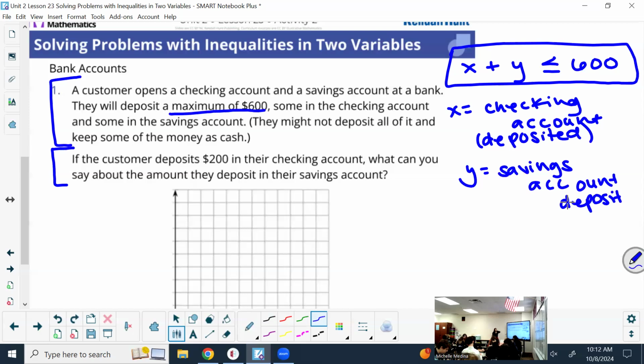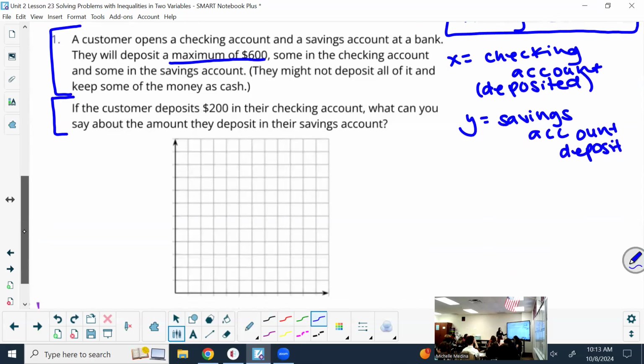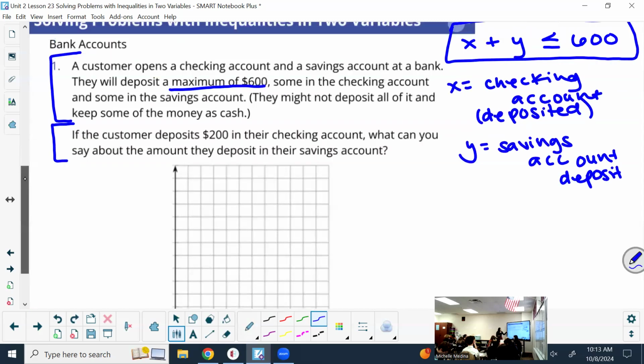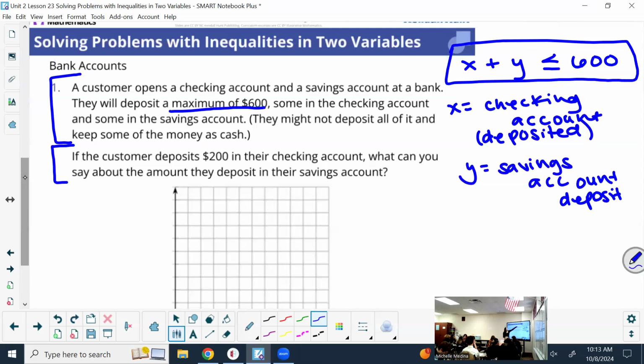All right. If there was not this stipulation that they might keep some of the money as cash, then maybe I would do an equation instead of an inequality. But because of that stipulation, there's way more combinations of X and Y that could make it work. So now we're gonna graph it. This I would still box up because this is what we wrote down from the real world situation. You could type that into Desmos and sketch the graph from there.